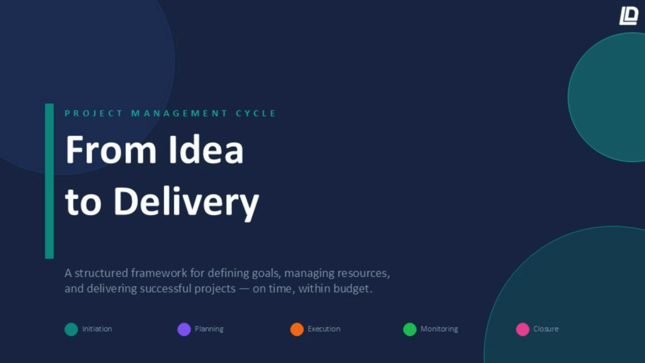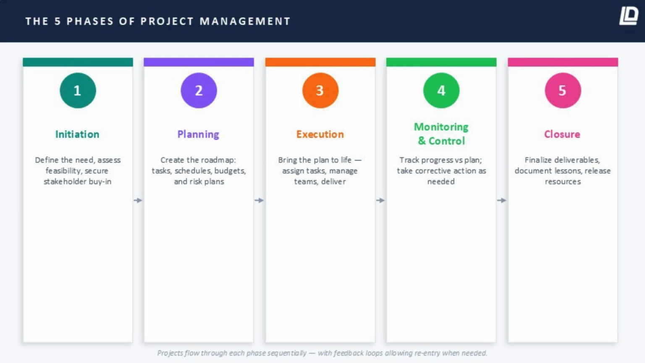The project management cycle is a framework that guides a project from its initial idea all the way through to final delivery. Think of it as a roadmap, and just like any good roadmap, it tells you where you're starting, where you're going, and the best route to get there. The cycle has 5 distinct phases. On the screen right now you can see them laid out.